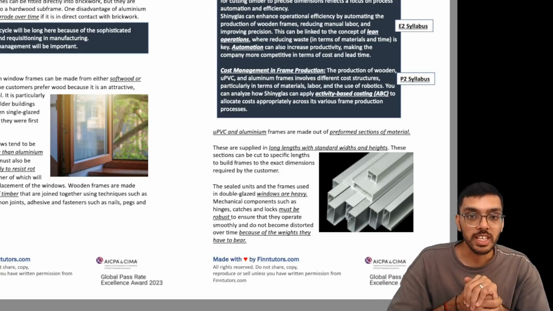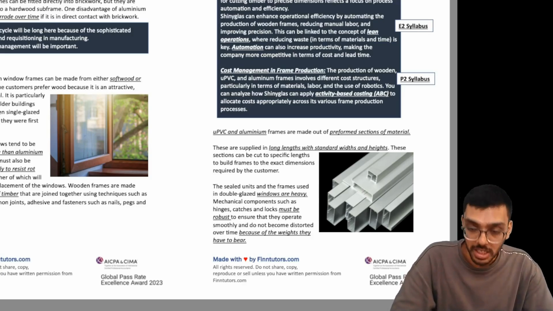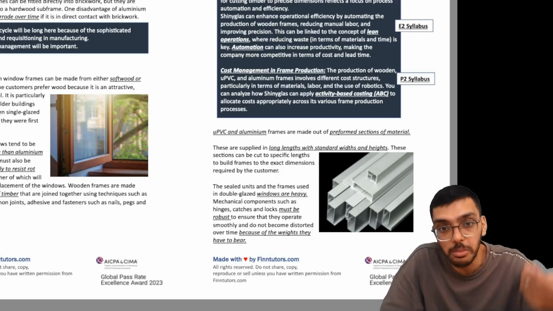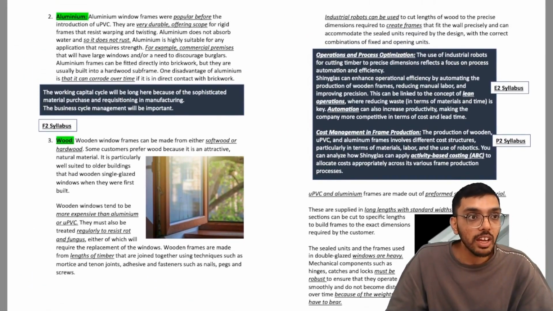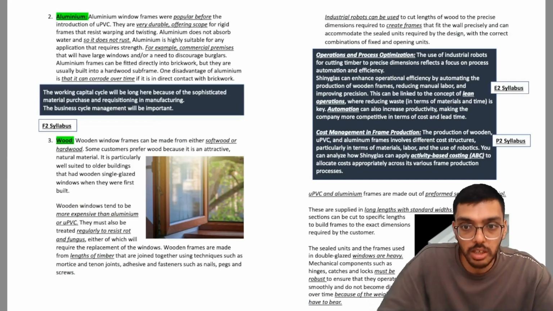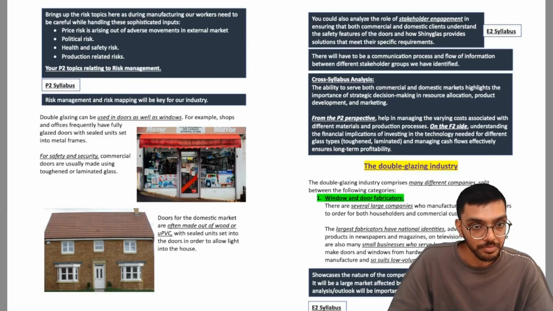Mechanical components such as hinges, catches, locks must be robust. So your material has to be good, but your hinges, the other mechanical material that you use will also have to be very robust and will also have to be very good quality to support just this particular industry or this particular product which you are selling.